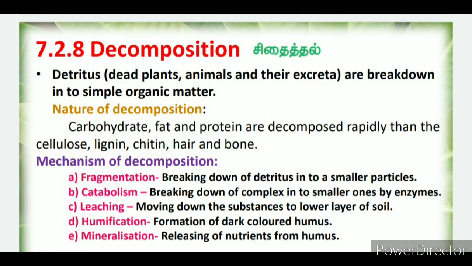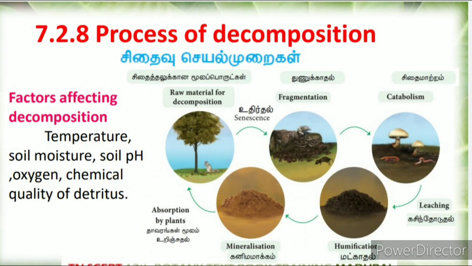Next step is humification. It is a process by which simplified detritus is changed into a dark colored substance called humus. Last step is mineralization. Some microbes are involved in the release of inorganic nutrients from the humus of the soil. Such a process is called mineralization. Factors affecting decomposition. Decomposition is affected by climatic factors like temperature, soil moisture, soil pH, oxygen and also the chemical quality of detritus.